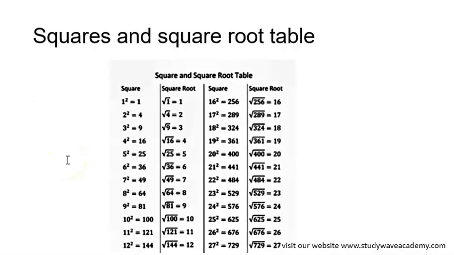Okay? This is our squares and square roots table from 1 to 12. We are to go through it to know our squares and square roots from 1 to 12. Okay, we can do that, right? Good. So now we're going to be moving over to simplification. Okay?